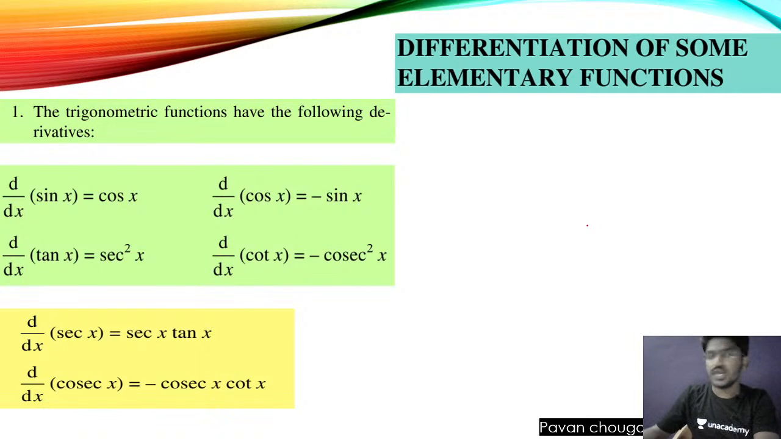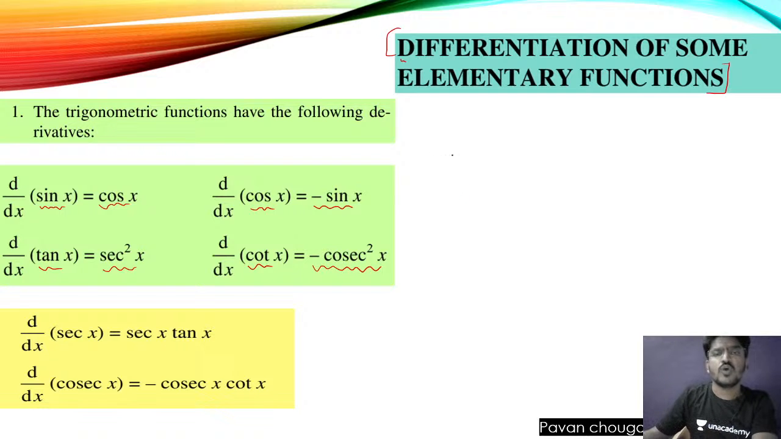Okay, so here let us see some of the formulas. Differentiation of some elementary functions. Clear? See this. Differentiation of sin x is cos x. Differentiation of cos x is minus sin x. Differentiation of tan x is secant square x. Differentiation of cot x is minus cosec square x.